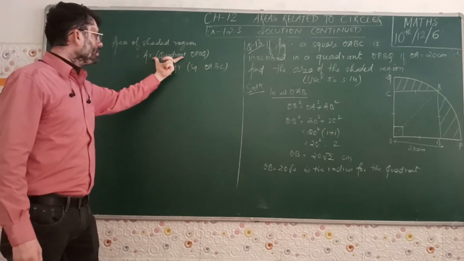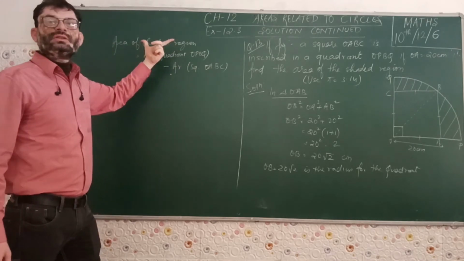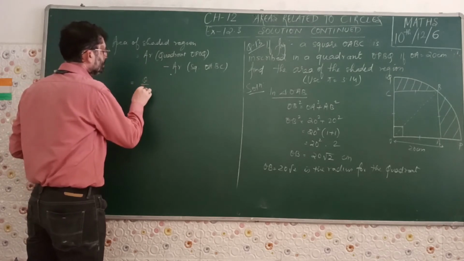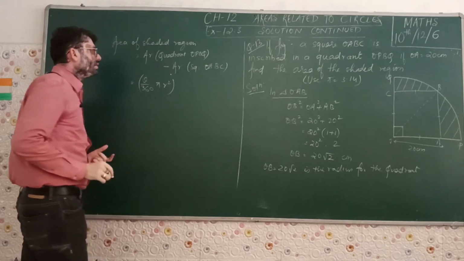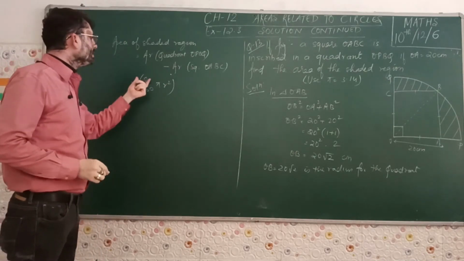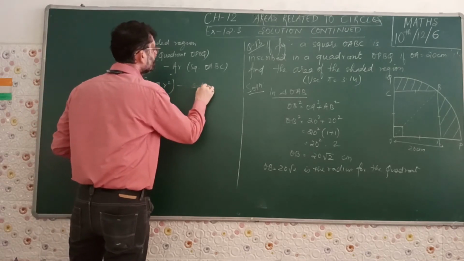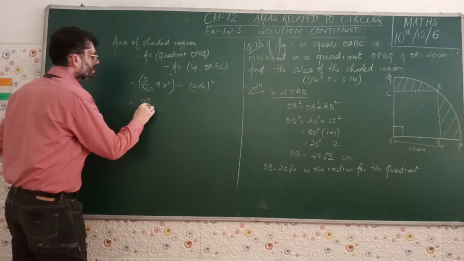That means the area of the quadrant minus the area of the unshaded part will give me the area of the shaded part. So the area of the quadrant is given by theta by 360 into pi r square. This is the formula for finding the area of the quadrant, where theta will be equal to 90 degrees, minus the area of the square, which is always side square, that we know. So let us substitute all the values.